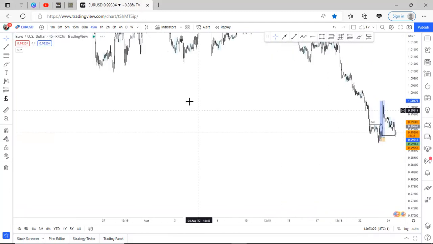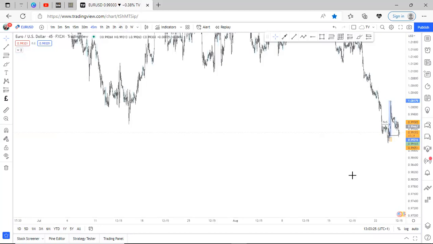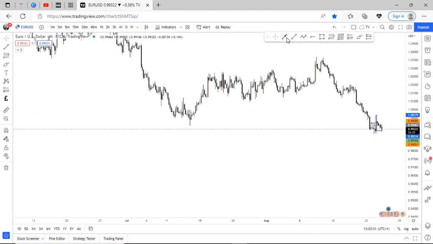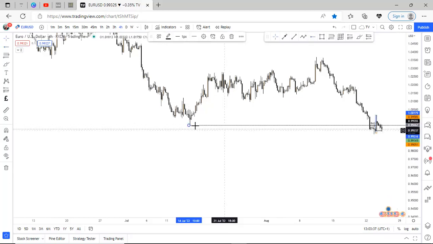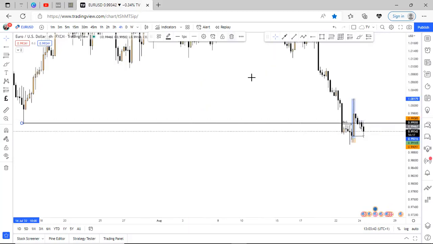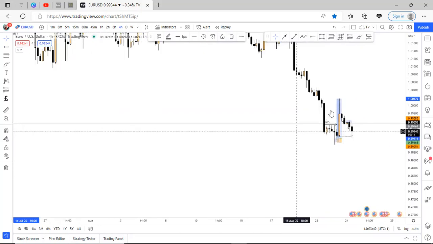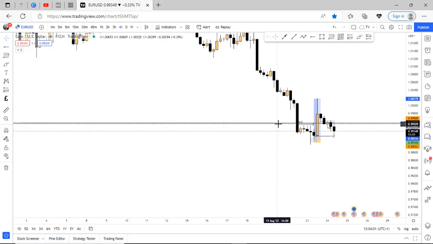Looking at the overall structure of Euro USD, it has been bearish, and on Monday we were able to break below this last lower low right here. Just like we know, once we have a break of structure, the market tends to reverse back to mitigate the supply zone responsible for that break of structure. And that was why I was looking for a buy trade.